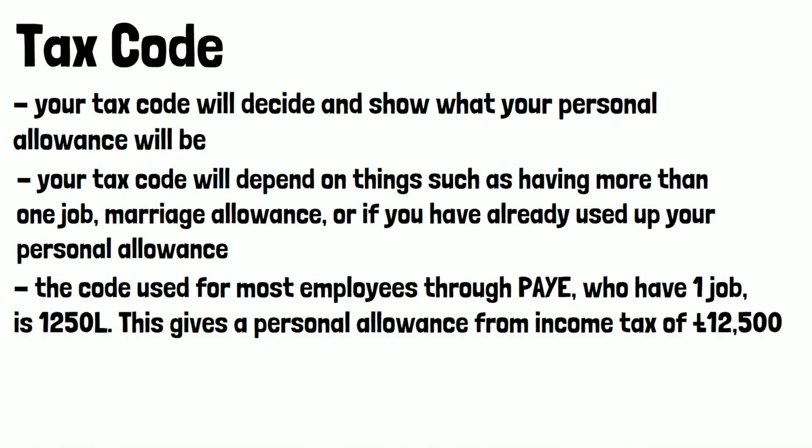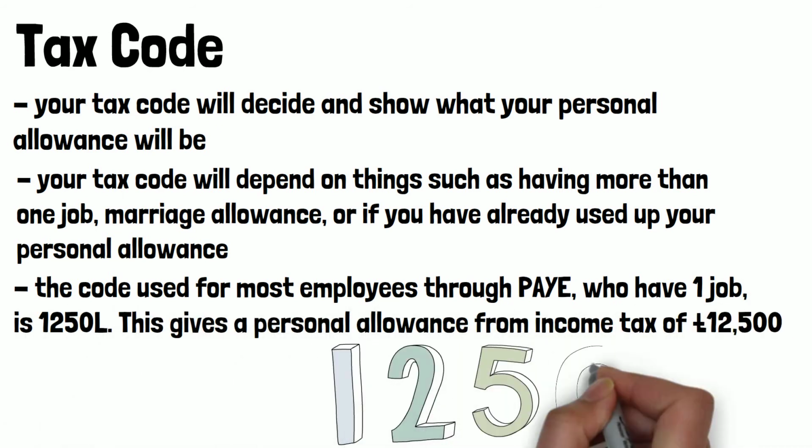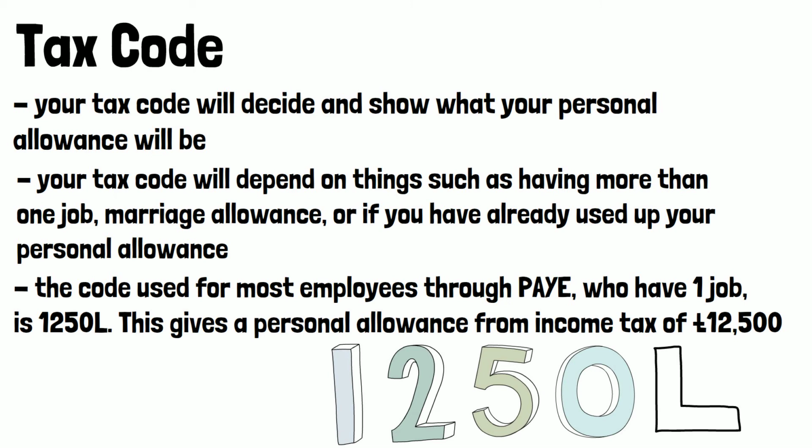The code used for most employees through PAYE who have one job is 1250L. This code gives a personal allowance from income tax of £12,500. This is the tax code we will use for our examples in this video.